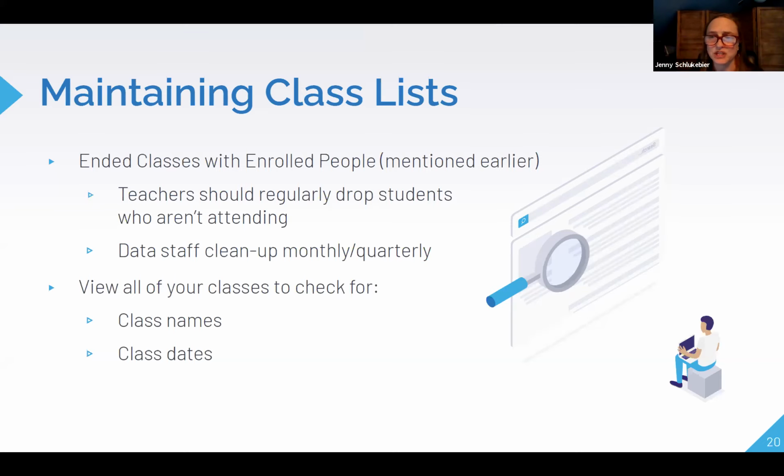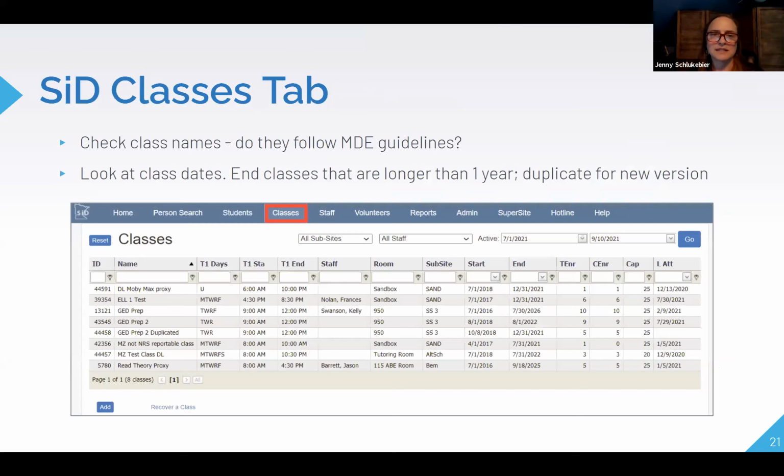Okay, so one of the places where you can look this information up is the typical SID classes tab. When you go to SID, you go to the class tab, you'll see all the classes. Take a look at the names. Are the names of your classes descriptive of what's going on in the class? That's the number one rule. A reminder that your class offerings do show up on the hotline, so you want them to make sense. If a student looks at the hotline, they see, oh, this program has GED classes, or this program has English Language 1 classes. So first and foremost, make sure your classes have names that make sense.